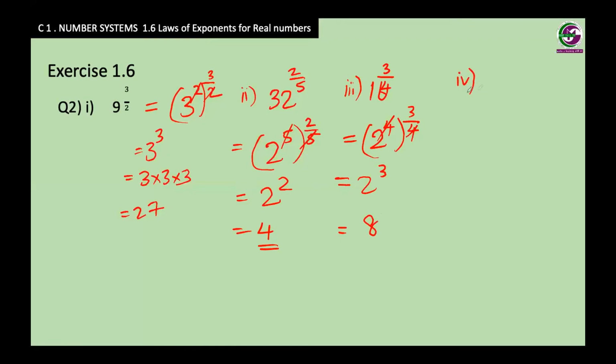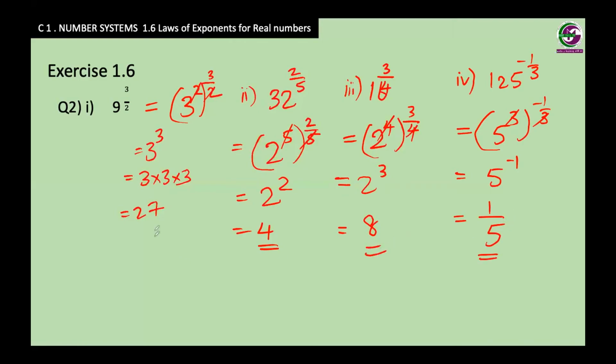Now the last one from this part is 125 power negative 1 by 3. You know, 125 is 5 power 3, and outside you have negative 1 by 3. We will take the negative at the end, but in the beginning you can cancel these two. So you have 5 power negative 1. So when you have negative, you take the reciprocal. With power 1, we don't have to write it because power 1 is the same. So is this question clear to you?